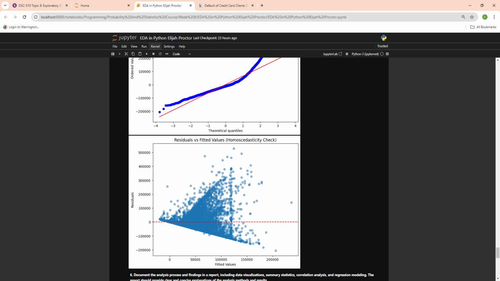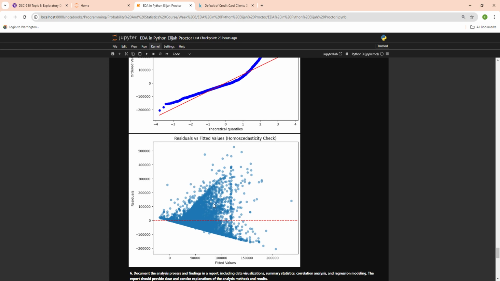And lastly, our residuals versus fitted values plot shows a fan-shaped pattern, and this indicates heteroscedasticity, or non-constant variance, which violates one of the assumptions of linear regression. This means that the model's performance varies across different fitted values, leading to unreliable predictions for some portions of the data.